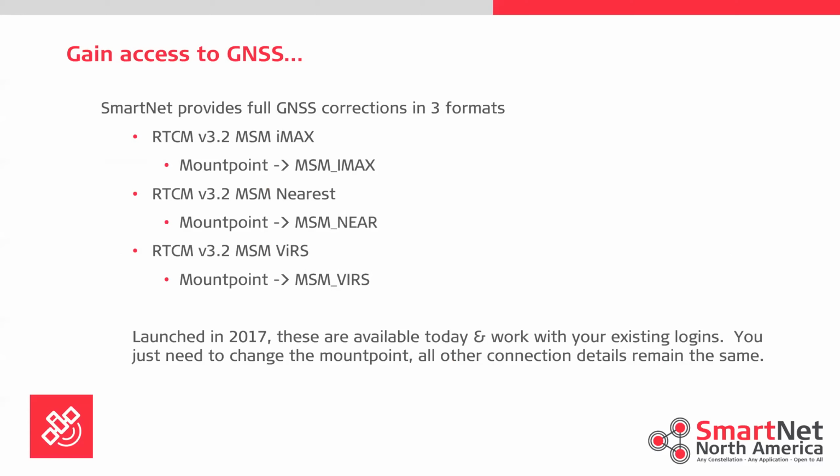And to get those corrections, you do have to be on one of our MSM mount points. You can't be on a standard RTCM3 old school 3.1 mount point. You do have to be on one of the RTCM version 3.2 mount points. These are the three different variants that are currently available: MSM IMAX, MSM Near, and MSM VRS. Each one of these gives you the ability to get fully GNSS corrections in the solution type that you prefer. IMAX and VRS being network corrections, Nearest being a single baseline.